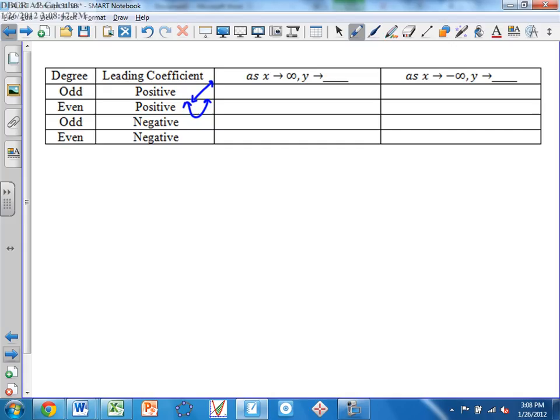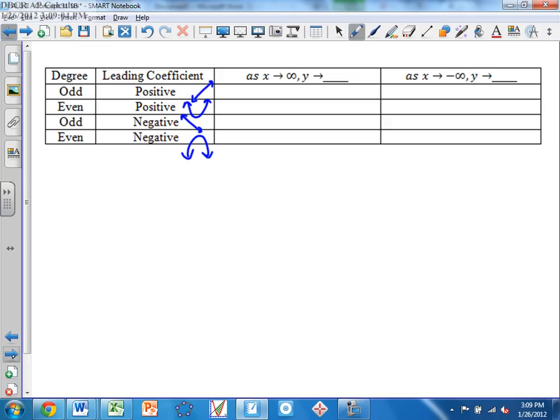A smiley face. It's positive. For an odd negative, it goes like this. It's a line aiming like that. And then for even negative, it's a parabola opening down, or a frown.